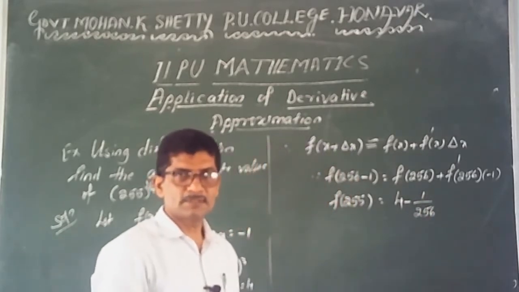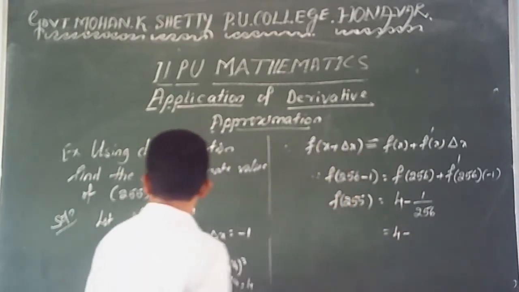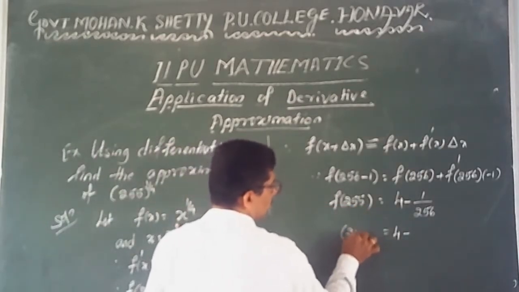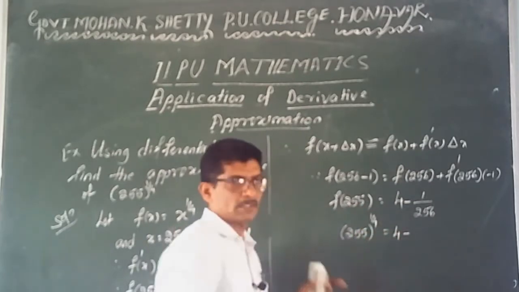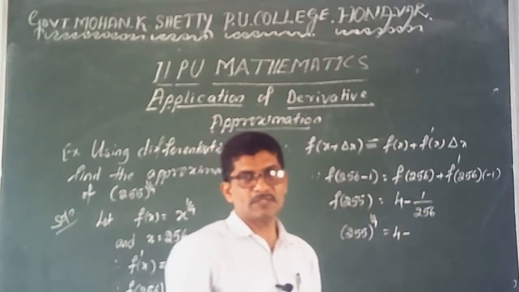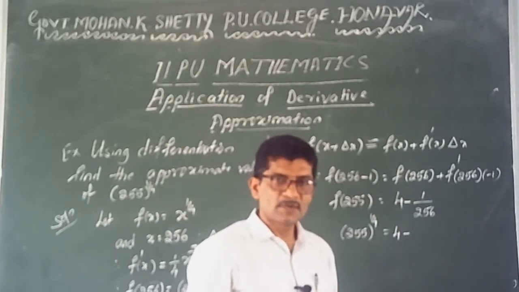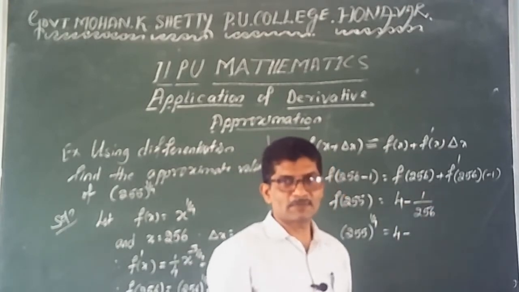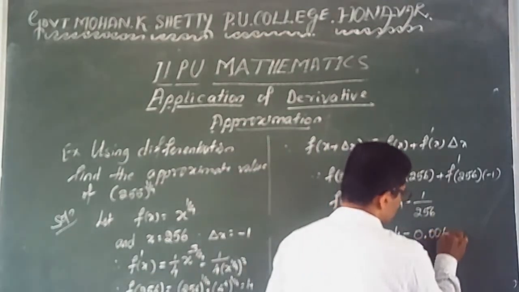Simplify, and you get its value. Here f of x means x to the power 1 by 4. Therefore, 255 to the power 1 by 4 is approximately equal to 4 minus 1 divided by 256. You know the approximate value of 1 divided by 250 is, multiplying, 4 divided by 1000. This value is nearly equal to 0.004. Right?